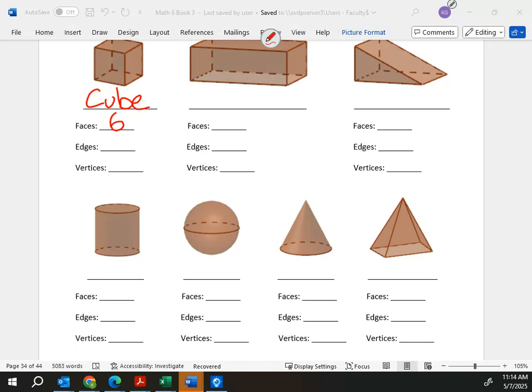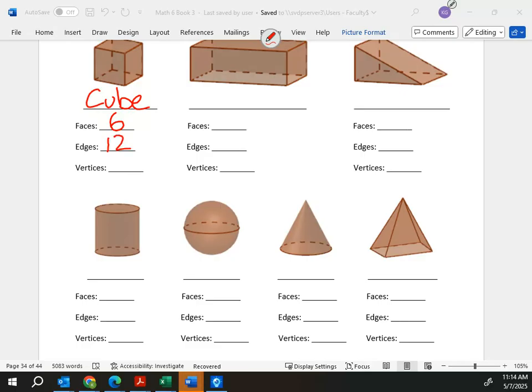How many edges would it have? Nolan? 7. Not 7. Kylie? 8. Not 8. Bridget? 12. How did you get 12, Bridget? I counted all the lines.